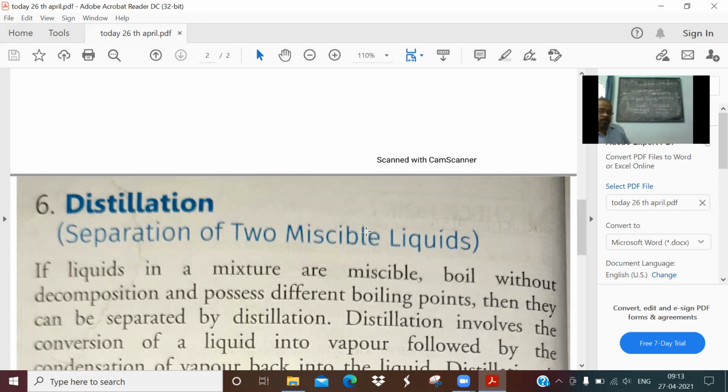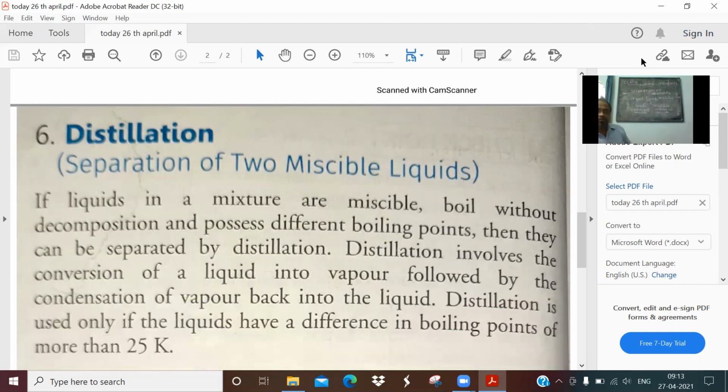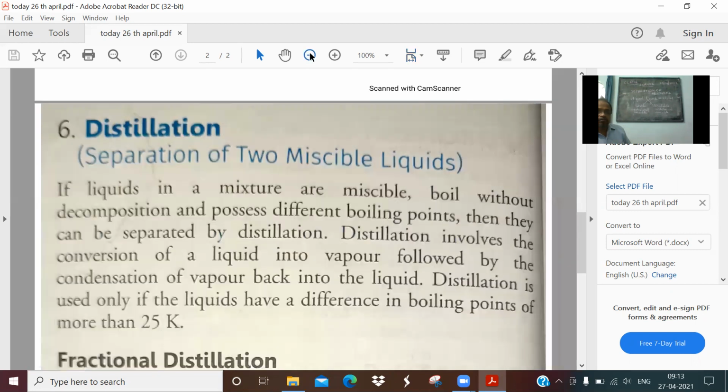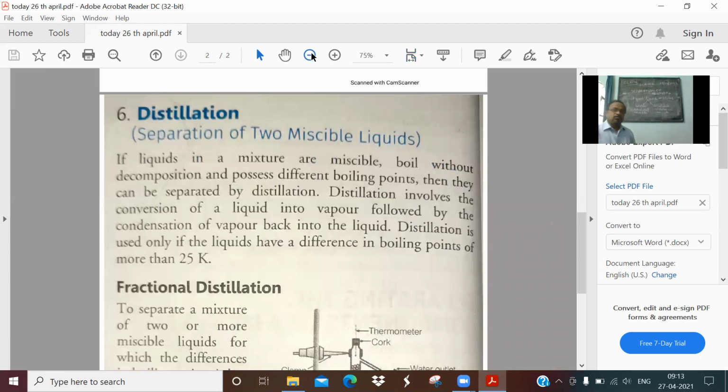Okay, I'm reading it. If the liquids in a mixture are miscible, boil without decomposition and possess a difference in the boiling point, they can be separated by distillation. Here the word decomposition means if it decomposes, separating into different components, this cannot be used. So forget about it. We are just discussing soluble liquids where they do not decompose by simple heating. Before boiling, they will not decompose.